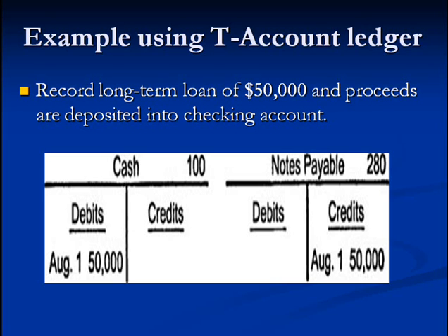Let's look at some more examples using the T account to illustrate the debit and credits concept. This slide shows the entry of a $50,000 long-term loan taken by a business, with the proceeds being deposited into the cash ledger. Again, a debit entry increases the balance of the cash account, and the credit entry increases the balance of the liability account, which in this case is notes payable.